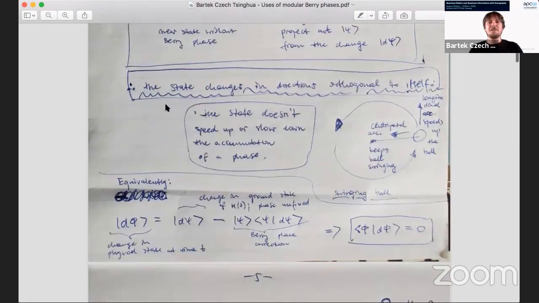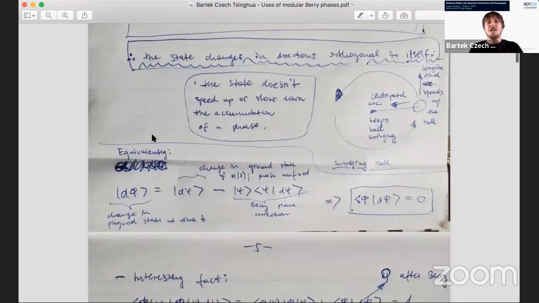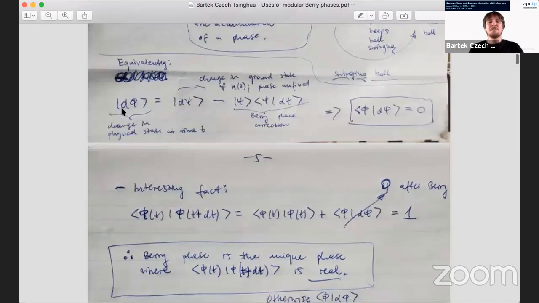Okay, so that's for this statement. The state changes in directions orthogonal to themselves. It's only true because we have included the Berry phase. Without it, it wouldn't be true. Here's an equivalent statement. Suppose that I have this d phi, and I just write it. This d phi is the change in the state at time t in the physical state after including the Berry phase. I want to relate the change in the physical state, including the Berry phase, to our arbitrary parameterization. And the way I write it is d psi. But again, I'm projecting out this phi component of d phi. So this is the Berry phase correction to a naive change in the state.